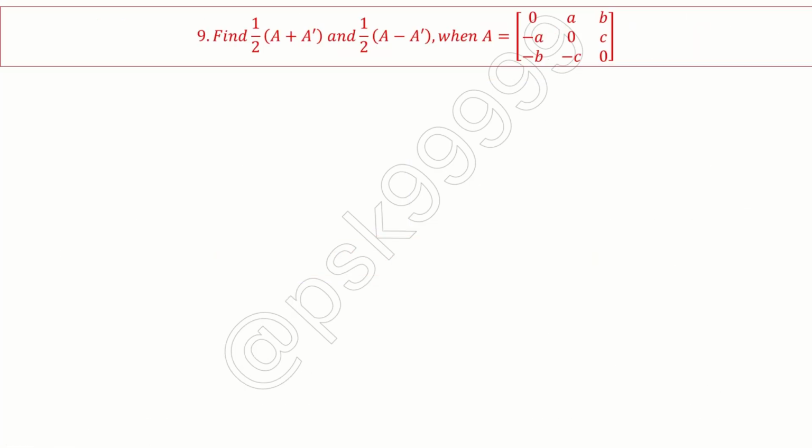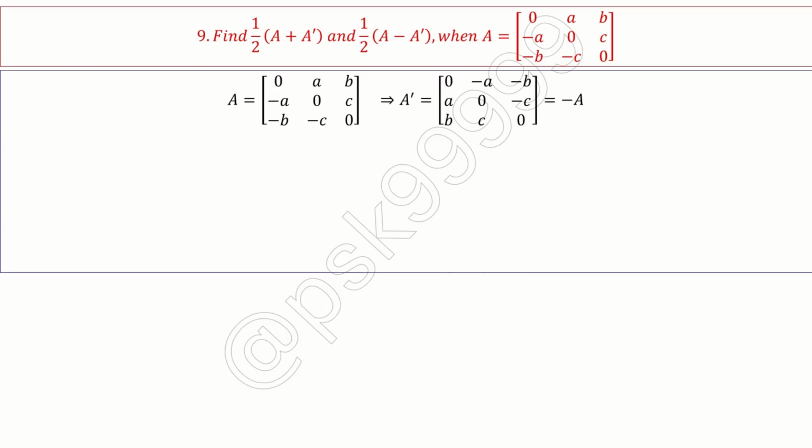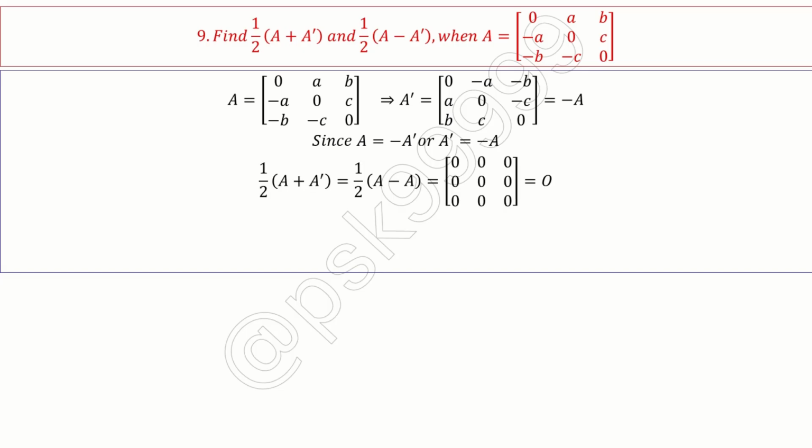Next, again, this is what we want to find out: A as a sum of symmetric and skew symmetric matrices. So we'll do it step by step. So first is A transpose, which is minus A already. Since A transpose, A dash, equal to minus A, right?